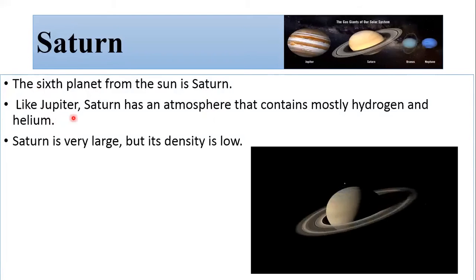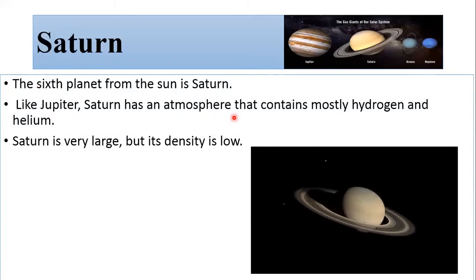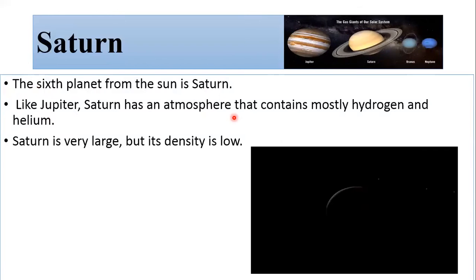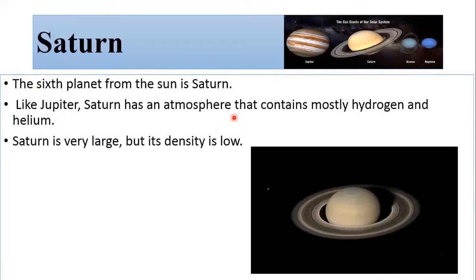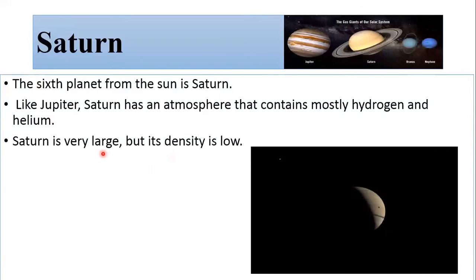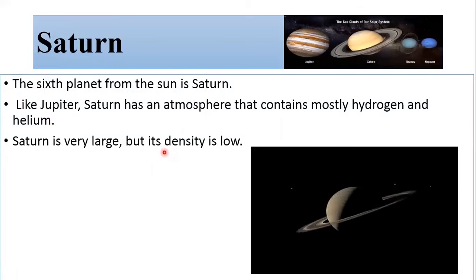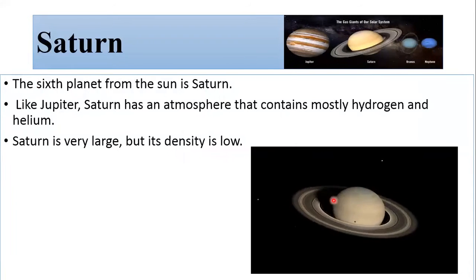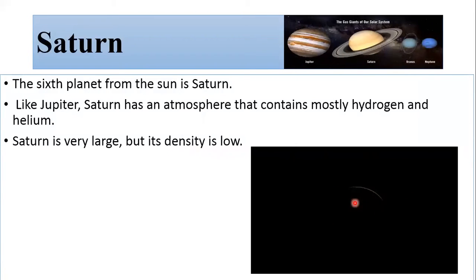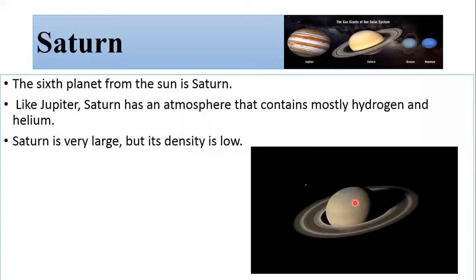Like Jupiter, Saturn has an atmosphere that contains mostly hydrogen and helium. Saturn is very large, but its density is low. If you see here in the picture, it is very large, but its density is low.